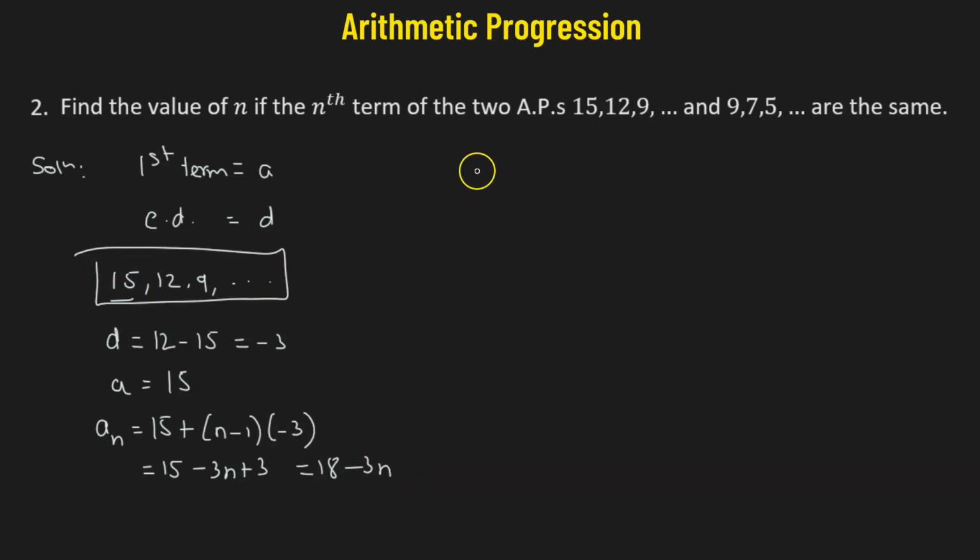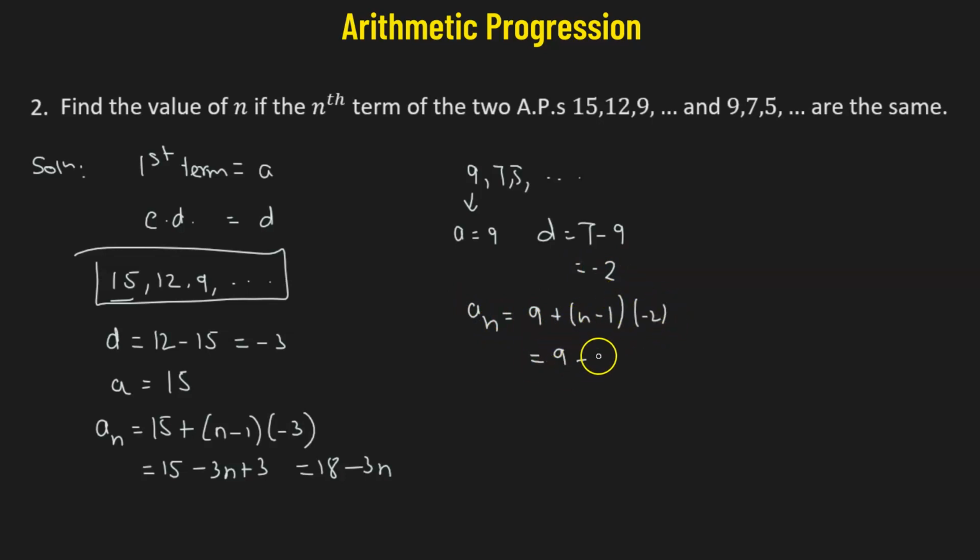Now we'll consider the other AP, which is 9, 7, 5, and this goes on. So here this is our first term with a value of 9. Our common difference will be 7 minus 9, which is equal to negative 2. So that means its nth term will be equal to 9 plus (n minus 1) times negative 2, which gives us 9 minus 2n plus 2, or simply 11 minus 2n.